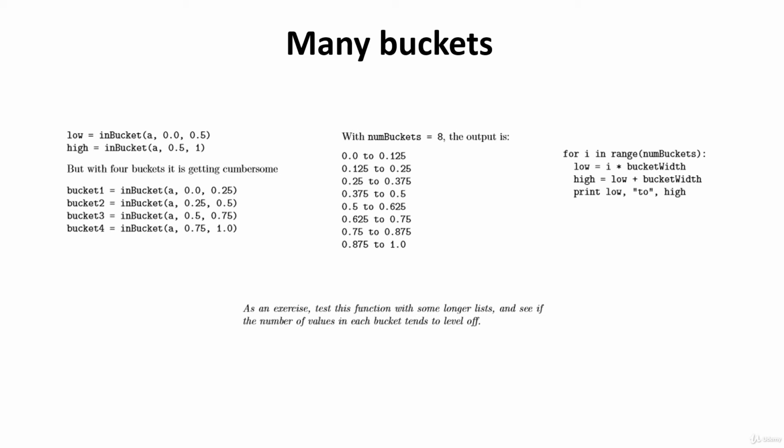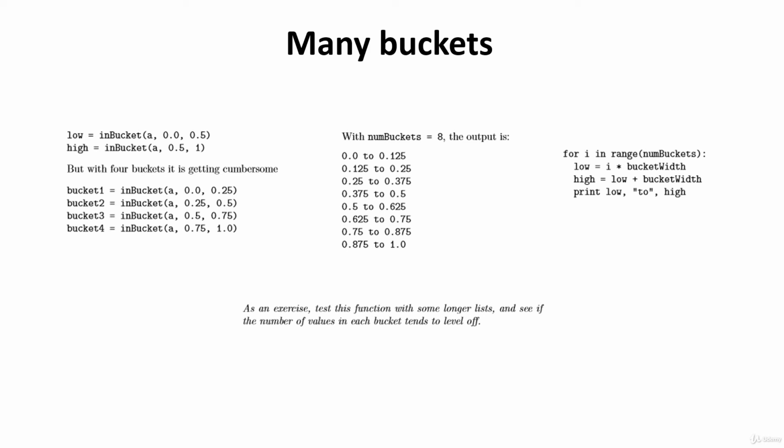These numbers are fairly close to 1 in 8, which is what we expected. At least they are close enough that we can believe the random number generation is working. Now an exercise for you. Test this function with some longer lists and see if the number of values in each bracket tends to level off.